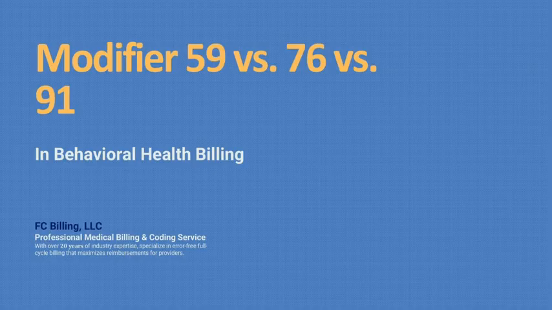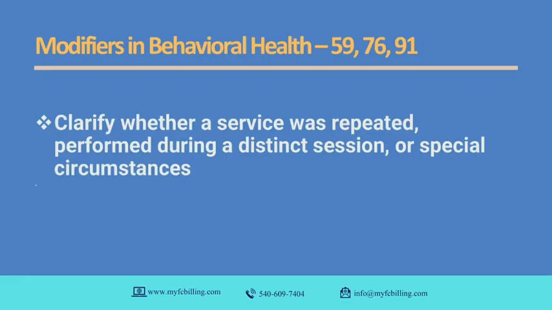Today, we're going to be talking about modifiers in behavioral health billing, specifically modifiers 59, 76, and 91. These modifiers help clarify whether a service was repeated, performed during a distinct session, or involved special circumstances. In behavioral health settings, providers often deliver recurring sessions, repeating procedures, or complex treatment plans, so the correct use of modifiers is critical. And these modifiers, 59, 76, and 91 specifically, are commonly misunderstood, leading to costly denials.